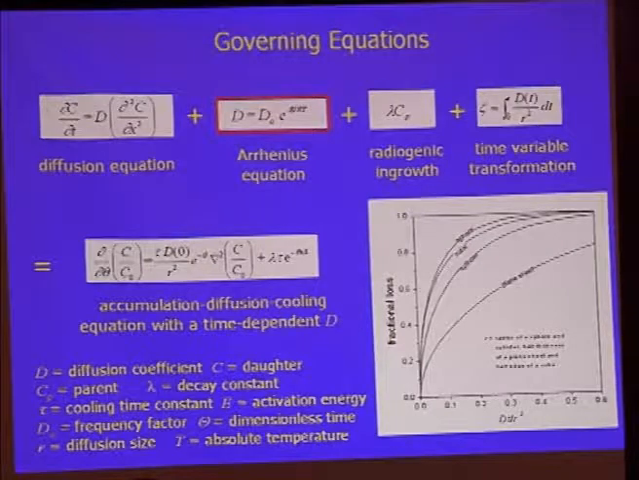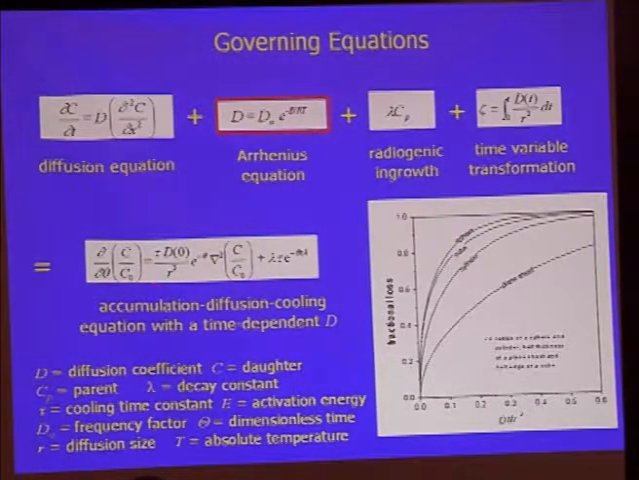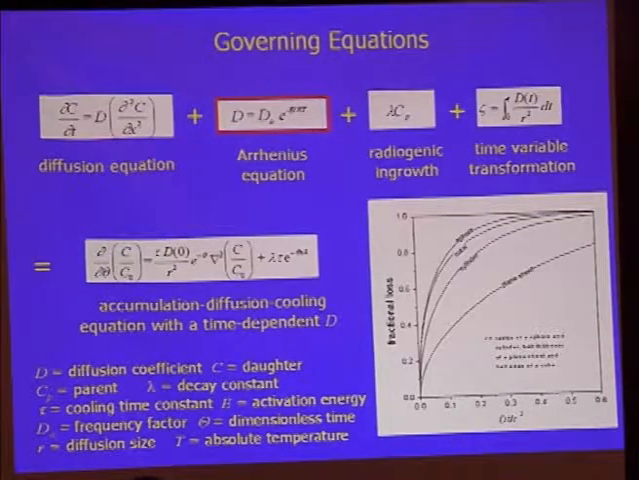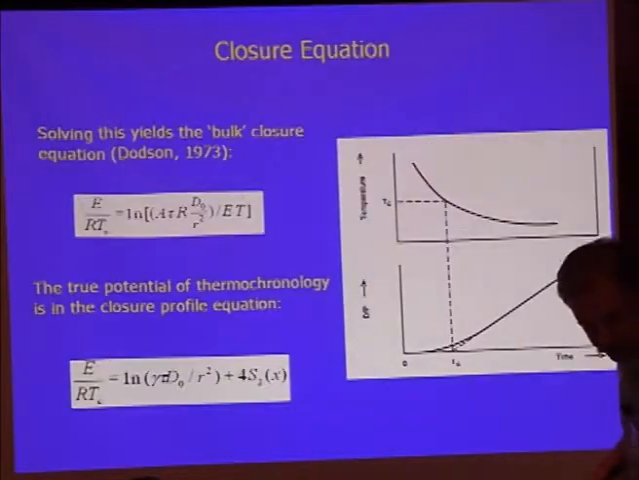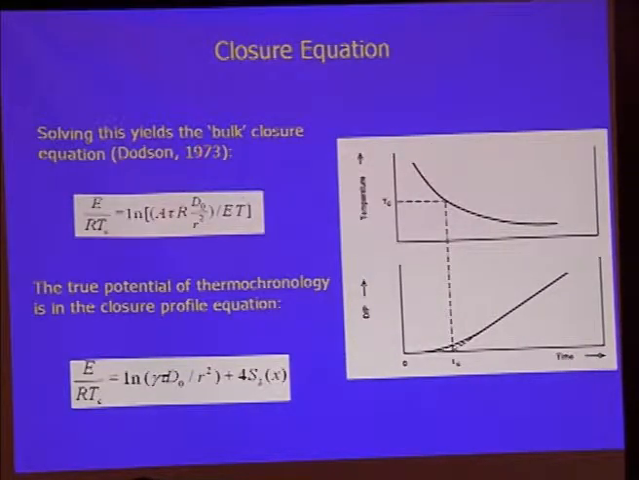Okay? So when you add all these things up, you come up with this diffusion, accumulation, cooling equation, which, with the various parameters, you can read faster than I can relate them. This is the accumulation, diffusion loss equation that Martin Dodson solved in his classic 1973 paper to yield what I'm calling the bulk closure temperature equation.